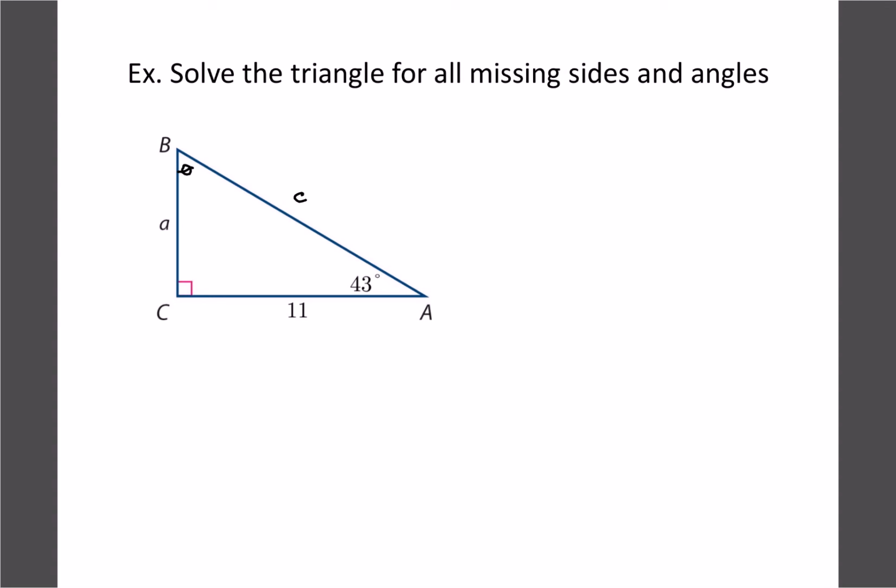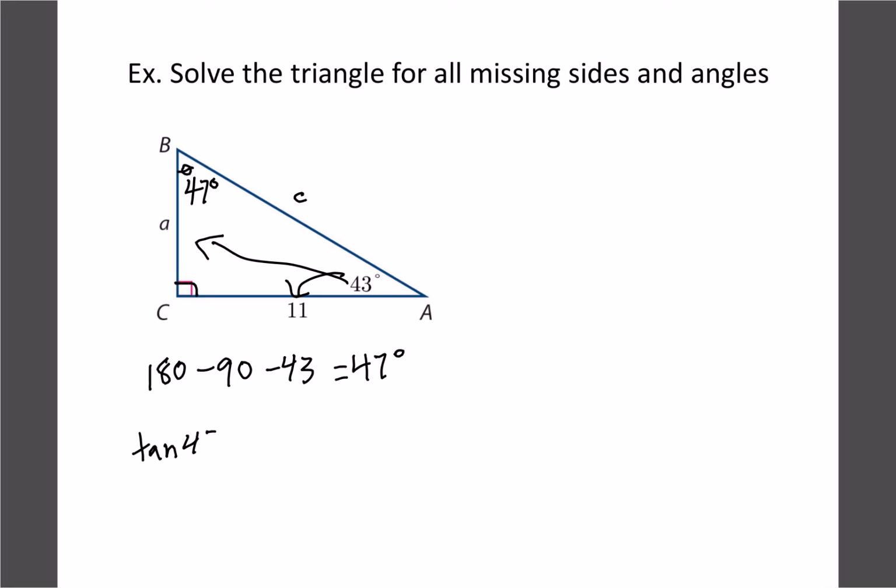So let's start with the angle, because we know this bottom angle is 90, and all angles in a triangle add up to 180. So we'd have 180 minus 90 minus 43 gives us 47. So we know angle B has to be 47. Then let's go with side A next. From our 43, we have opposite and adjacent. So we can go tan 43 equals A over 11. So 11 times tan 43 gives us 10.3 approximately.